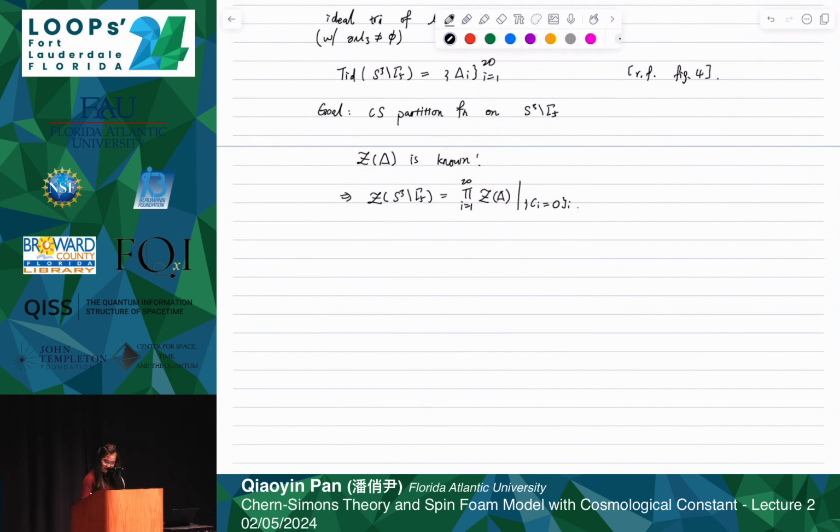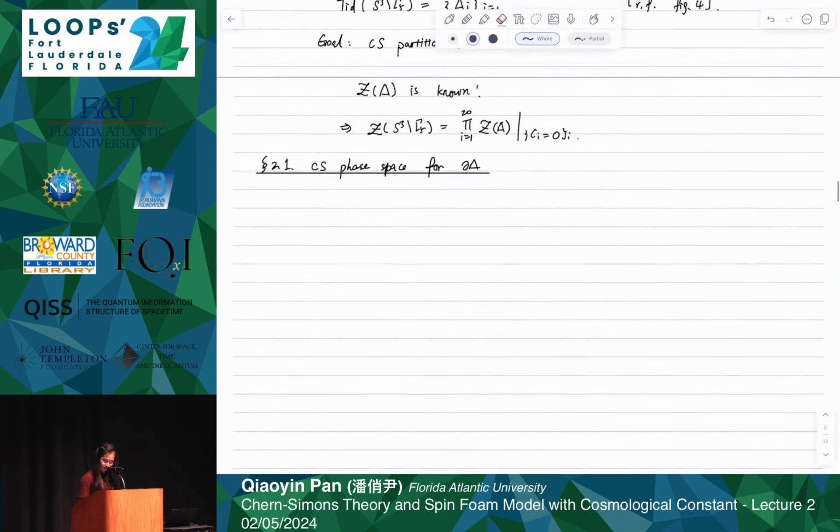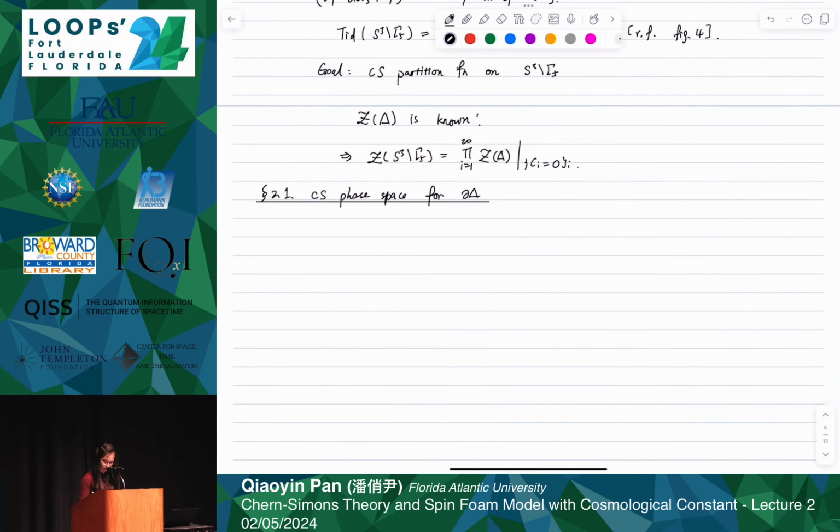So let's do that. The main thing in this lecture is to explain how we construct it. We start from the classical setting. First, we consider the Chern-Simons phase space for the boundary of an ideal tetrahedron. So first consider a general 2-manifold.